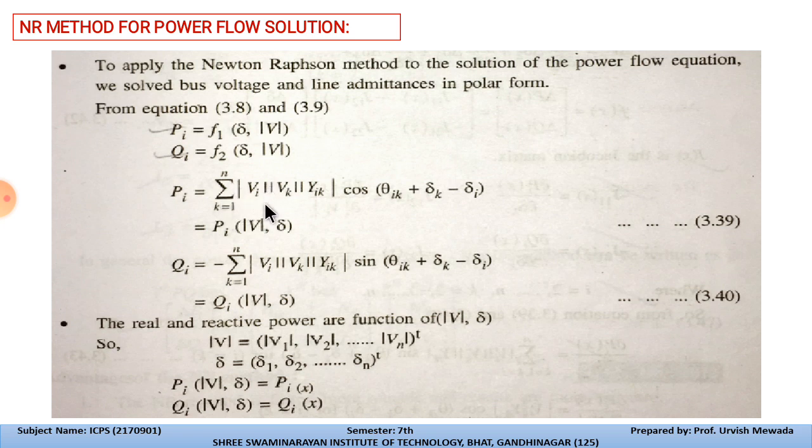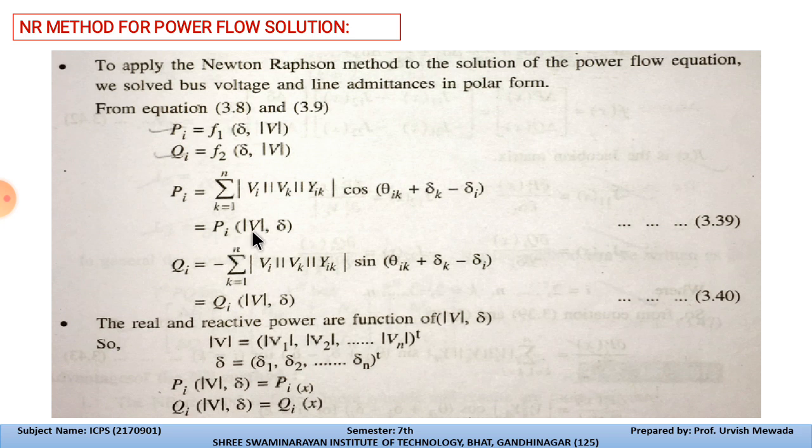Vi is the voltage of the nth bus, meaning the bus itself. Vk is the voltage of the load bus, and this is Yik, the admittance of all the links between all the buses, with cos of theta ik plus delta k minus delta i. So delta is the phase angle, or we can say the power angle, of the circuit.